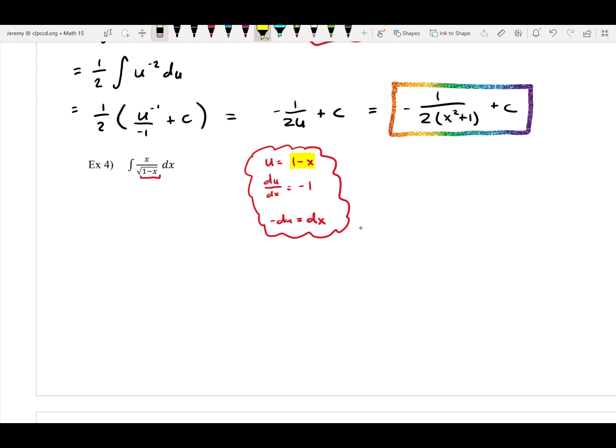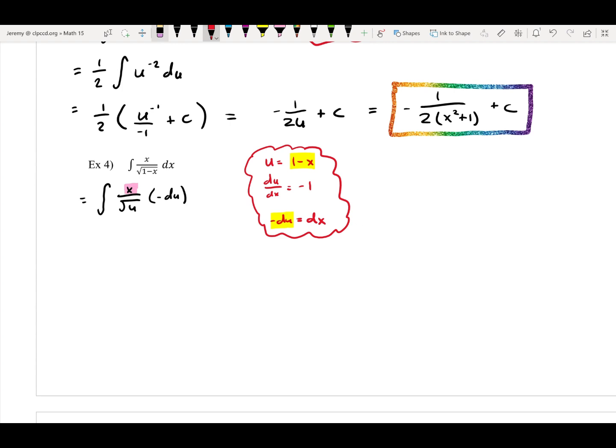Okay, so I'll take this, and I'll take this, and let's make the substitution. So this is the integral of x over the square root of u, and then negative du is what I'm substituting in for dx. Okay, I'm not entirely happy with what I see because look, the x here is left over. Like it didn't cancel out. I didn't get an x in the denominator of this substitution over here. So what do I do?